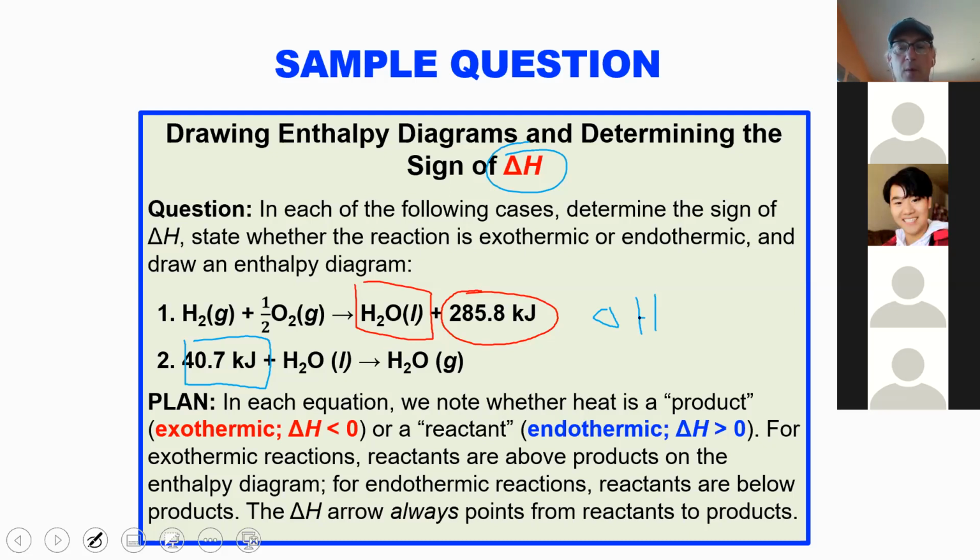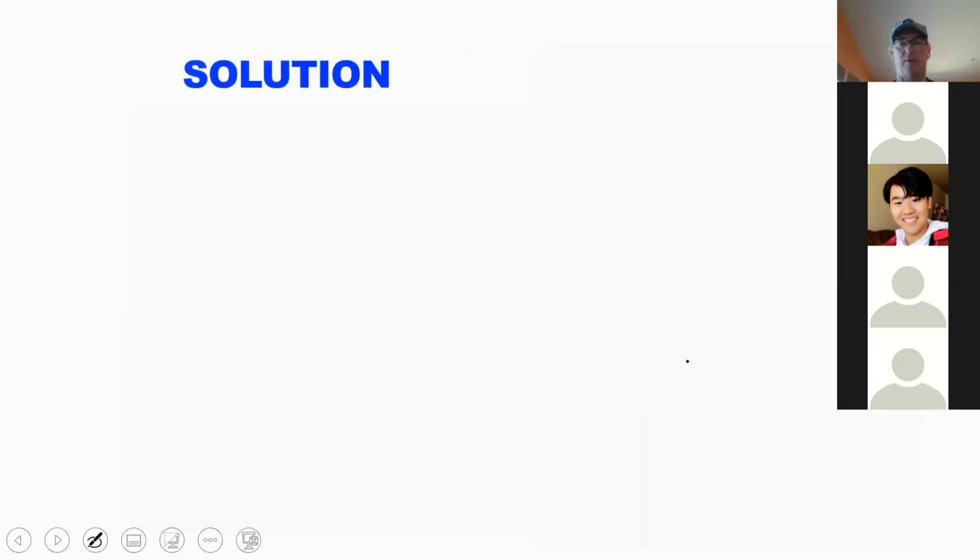So when we're calculating delta H, we're always going from reactants to products. So we're calculating what happens when we go from the left to the right side. Delta H means if the products have more energy, delta H would be negative. If the reactants have more energy, delta H would be positive. Okay, so here's how we would do that.